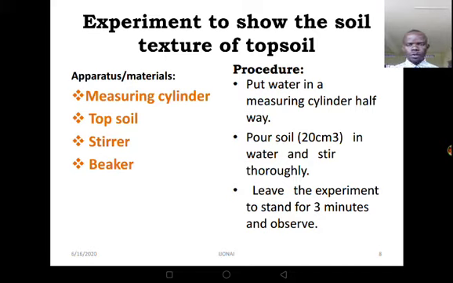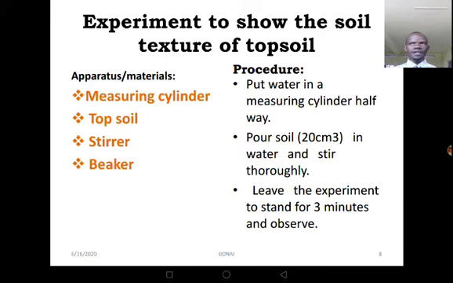Then we have topsoil. This one is going to be our sample. We have the stirrer. This one is for mixing. We have the beaker. I think this one is for collecting water. Now, in the procedure, we shall put water in the measuring cylinder halfway.